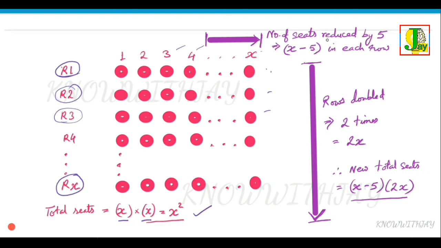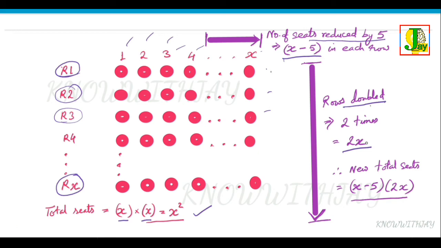If the number of seats is reduced by 5 in each row, that means suppose from the left side we are reducing this 1, 2, 3, 4 and 5. So how many seats will be there in the new rows? We have x minus 5. So we have x minus 5 seats in each row according to the new condition. And the number of rows is doubled. Initially we had x number of rows, now we have 2x number of rows. So the rows are doubled.